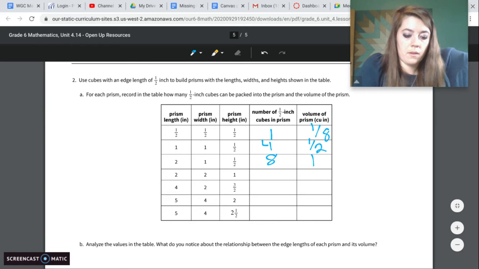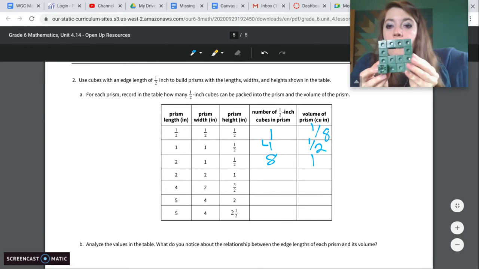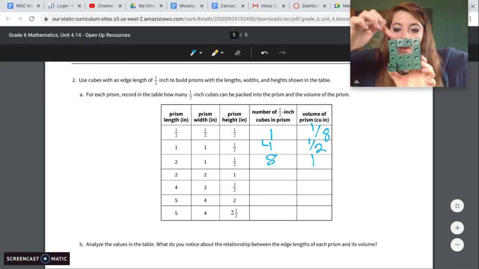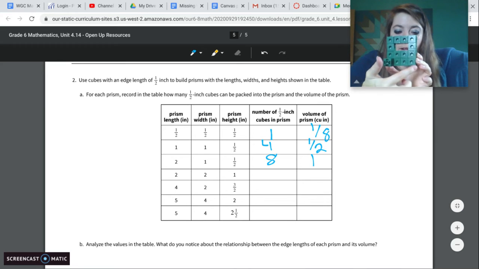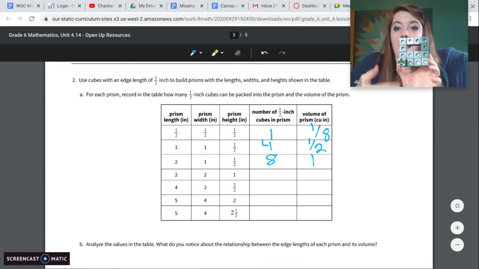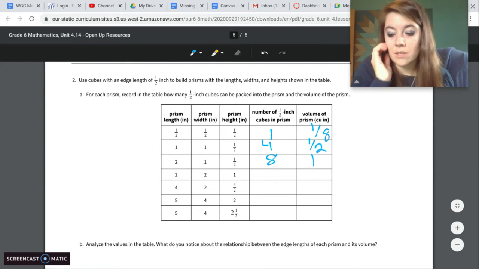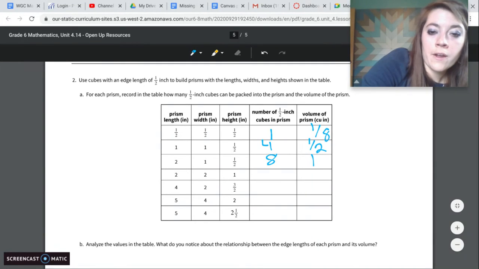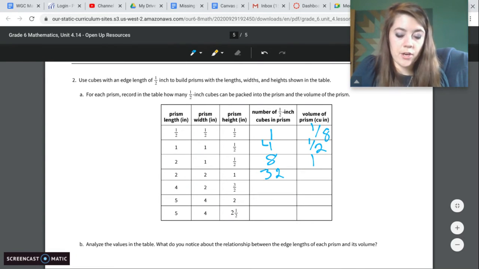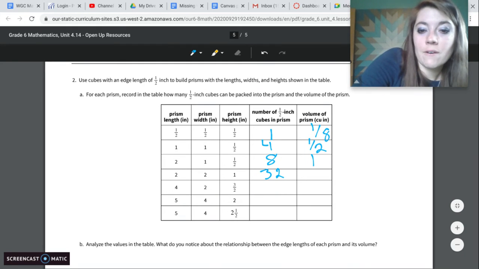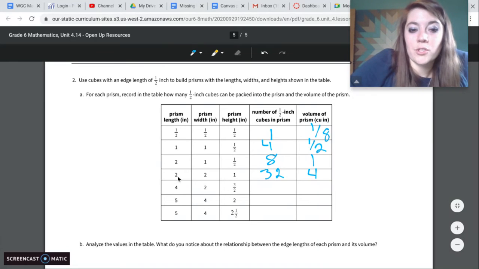So here we go. Okay, so if we look at the base, it's taking 1, 2, 3, 4, 5, 6, 7, 8, 9, 10, 11, 12, 13, 14, 15, 16. And then we'd have a second layer on top of that. So 16 plus 16 is 32. Now, to find the volume, we'd take 32 and multiply it by 1/8, since each one of these cubes is 1/8. And that's going to give us 4. Also, if we multiply, 2 times 2 is 4, times 1 is 4.